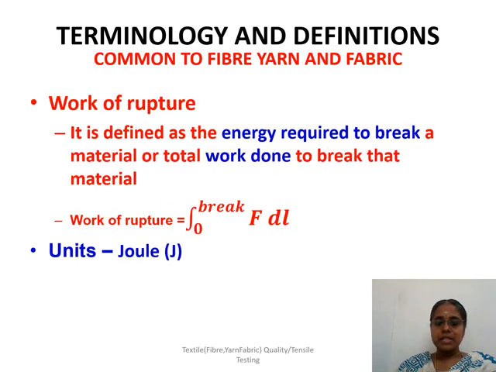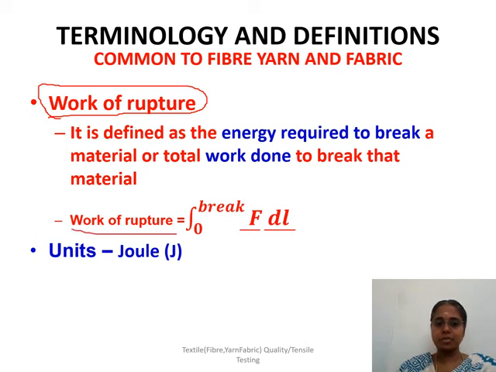Next is an important term, work of rupture. This term is useful in industrial textiles. It is the energy required to break the material, or the total work done in breaking. If you have a stress strain curve, with x and y axes, the area under the curve is called work of rupture. The area can be found by integrating from 0 to break, force into dl, where dl is the change in length. So you will get the work of rupture. The unit is joules. This is a very important term in industrial textiles.